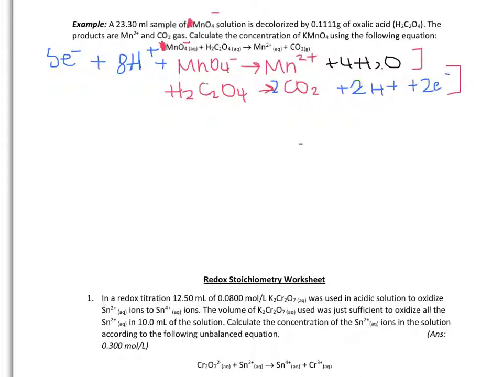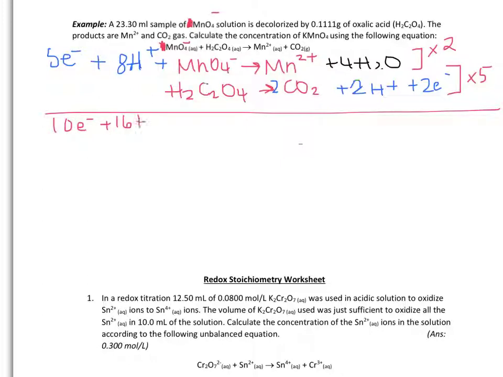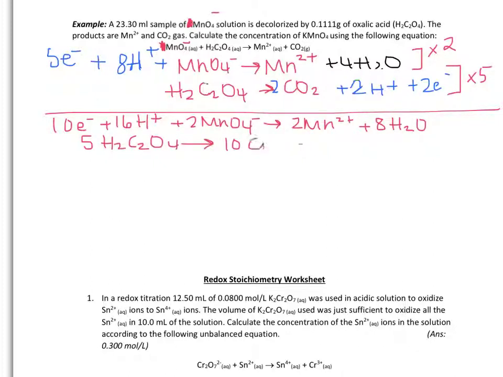Now we have to make sure that the electrons gained equals the electrons lost. In order to do that, I need to multiply the top by 2 and the bottom by 5. This will give us 10 electrons, 16 H positive, 2 MnO4 negative goes to 2 Mn2 positive plus 8 H2O, and 5 H2C2O4 goes to 10 CO2 plus 10 H positive plus 10 electrons.